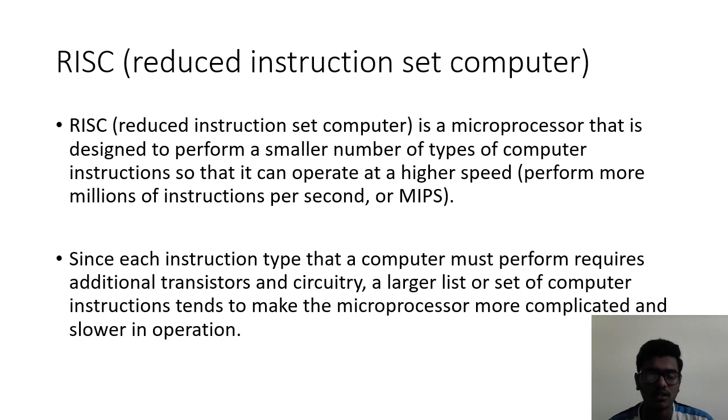Reduced instruction set computer, also called RISC. RISC is a microprocessor that is designed to perform a smaller number of types of computer instructions so that it can operate at higher speed, perform more millions of instructions per second, also known as MIPS. Since each instruction type that a computer must perform requires additional transistors and circuitry, a larger set of computer instructions tends to make the microprocessor more complicated and slower in operation.